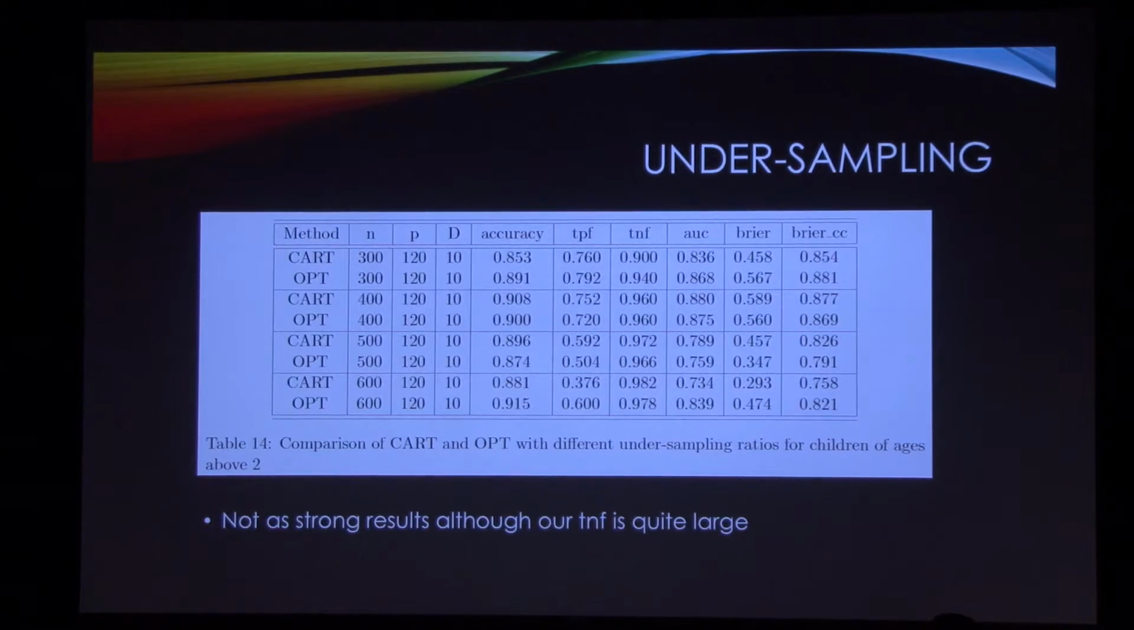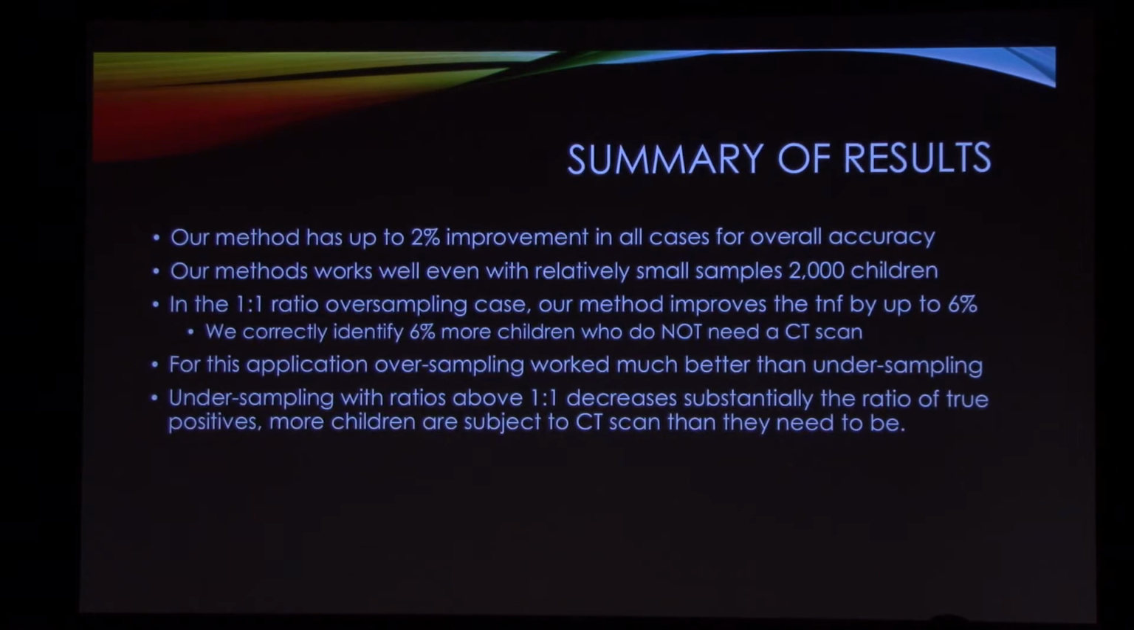Here's a table looking at undersampling. Undersampling would be, for example, in the example with 100 at high risk, 500 with low risk, we look at 90 of each. Here we didn't actually get as strong results, although our true negative fraction is quite large. To summarize the past 3 slides, our method has up to a 2% improvement in all cases for the overall accuracy. Our method works well even with relatively small samples of even 2,000 children. Furthermore, in this application, oversampling worked better than undersampling.